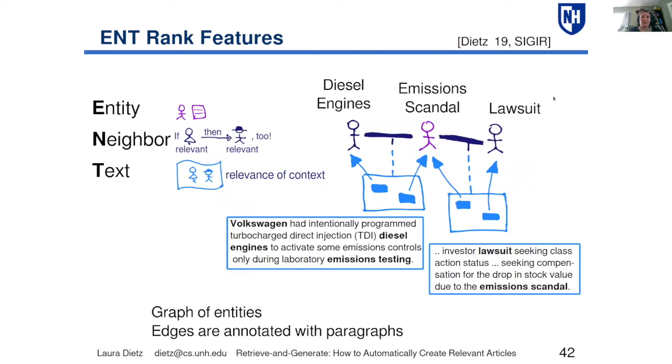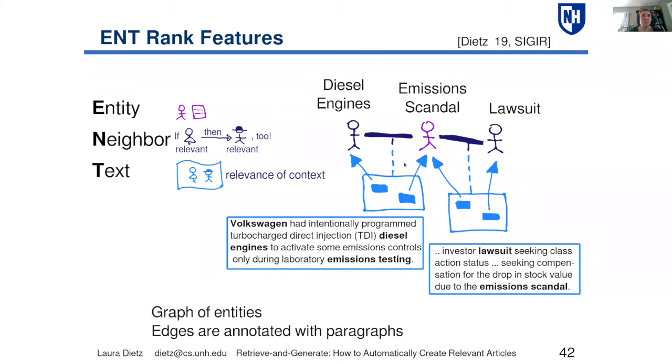All right. So the trick with ENT rank is that we built this initial graph where we have entities, and connections between entities are annotated with paragraphs. I could be using relation predicates, but relation predicates actually work really badly for information retrieval. So instead, we just take paragraphs, and we attach them at the edges whenever they mention both of these entities, such as here, where we have diesel engines and emission scandal, which are co-mentioned. So we create a new link and we attach the paragraph here.